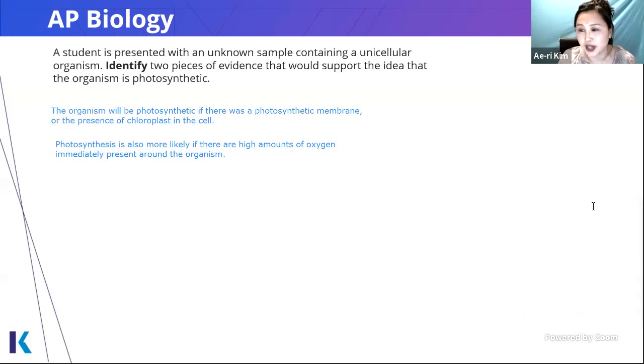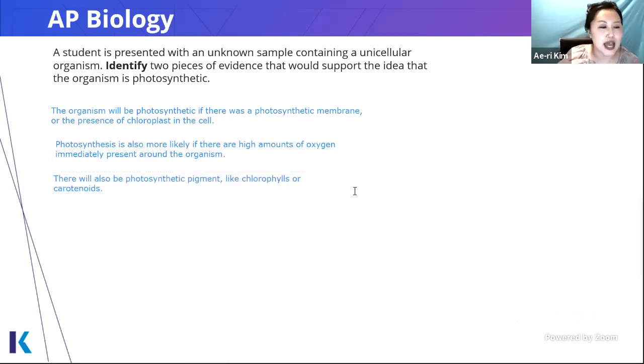Nice. Another way to support this would be something like those pigments. So if you analyze the components of this unicellular organism, it had things like chlorophylls or carotenoids, other different kinds of photosynthetic pigments. And feel free to elaborate a little bit more if you think would be helpful, but this would be 3 different things.